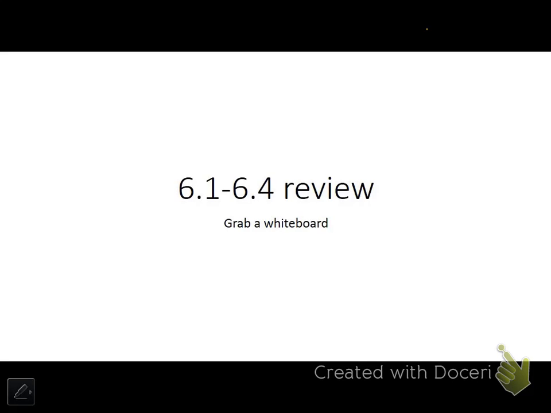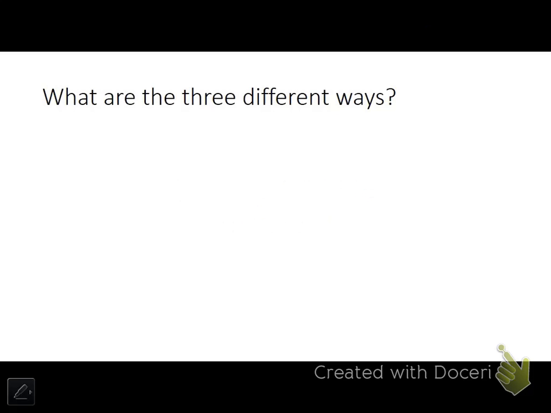Okay, so in this lesson, we are going to do the 6.1 to 6.4 review. So what are the three different ways that we can use to find a solution? Well, we can graph to find a solution, we can find a solution by elimination, and we can also use substitution to find the solution.